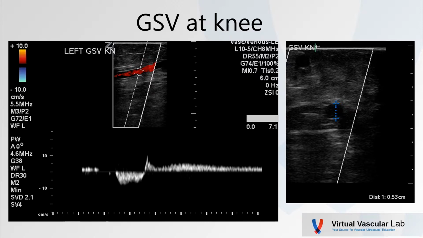She didn't really have any reflux up in the upper thigh. However, as I got into the distal thigh and at the knee, there was clear reflux with release of distal compression. Of course, we do all these patients in a standing position. Her great saphenous at the knee measured 5.3 millimeters. So possibly a little larger than we typically see, but that kind of fits with the reflux.